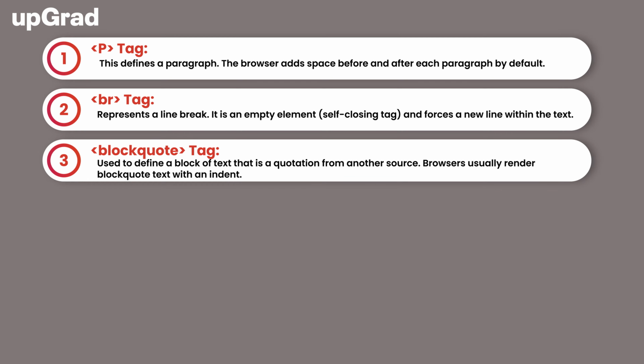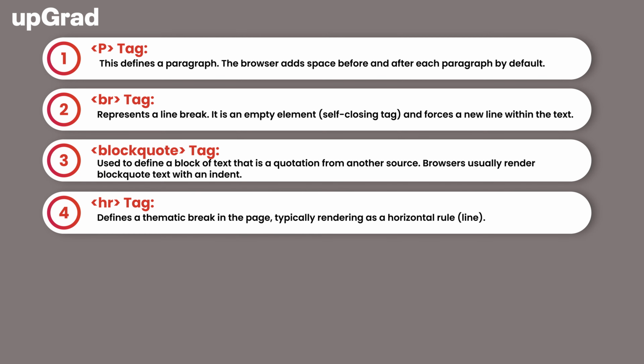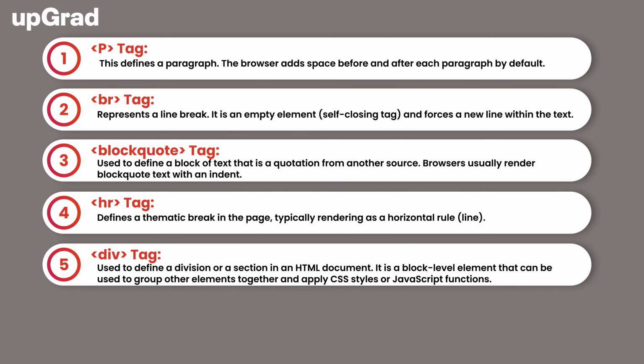Number 3. Blockquote tag. Used to define a block of text that is a quotation from another source. Browsers usually render blockquote text with an indent. Number 4. HR tag. Defines a thematic break in the page, typically rendering a horizontal rule. Number 5. Div tag. Used to define a division or a section in an HTML document.